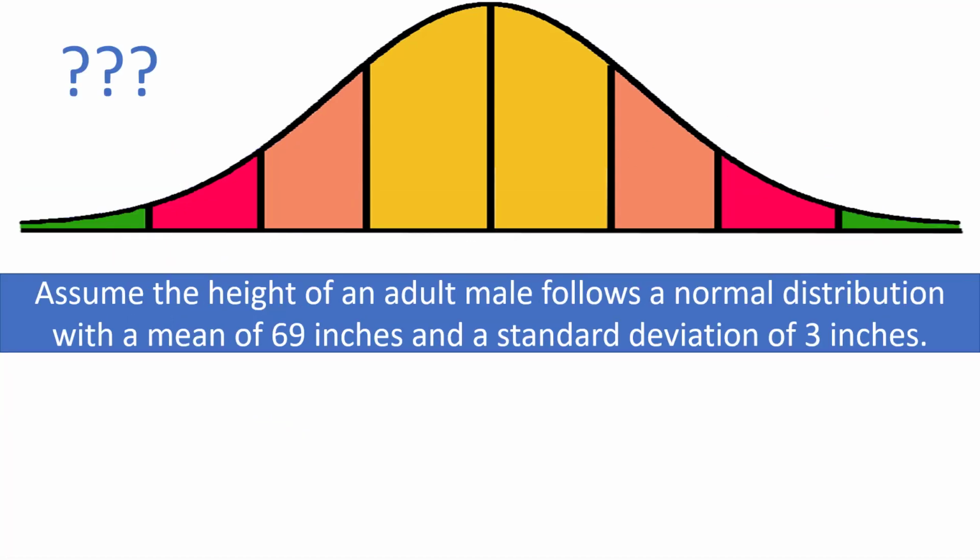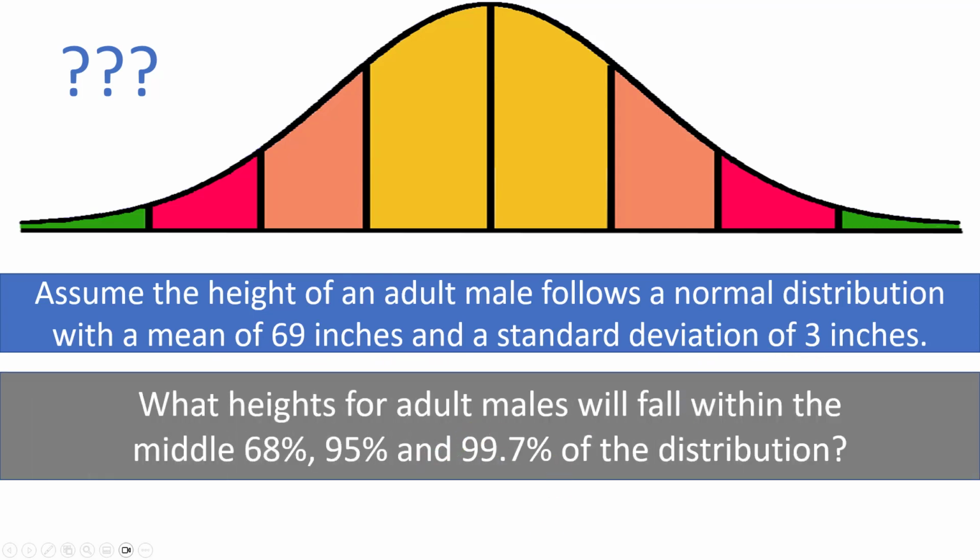Alright, here is a problem for you to try. Assume the height of an adult male follows a normal distribution with a mean of 69 inches and a standard deviation of 3 inches. What heights for adult males will fall within the middle 68, 95, and 99.7% of the distribution? So go ahead and draw your normal distribution, put the mean right down the middle, and then count by the standard deviation to find all of the remaining values. And from there, you should be able to answer these 3 questions.